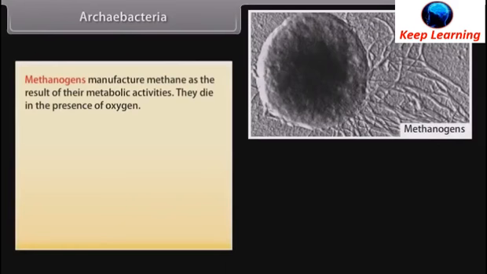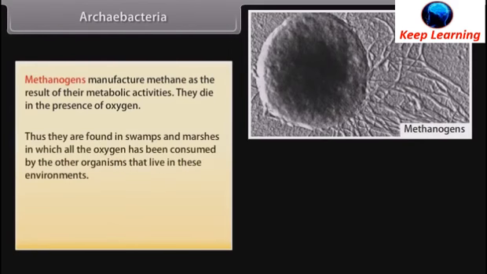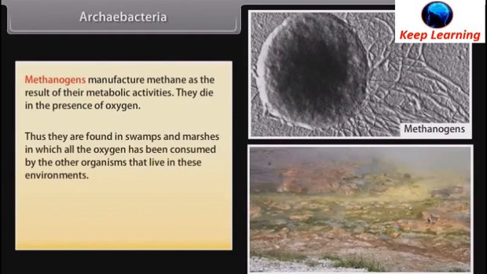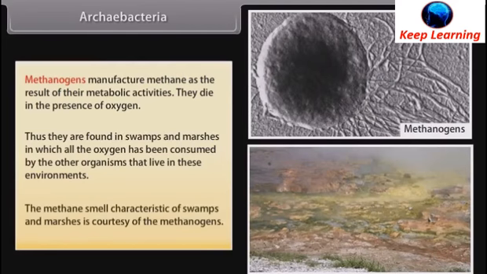Methanogens manufacture methane as the result of their metabolic activities. Methanogens die in the presence of oxygen. Thus, they are found in swamps and marshes in which all the oxygen has been consumed by the other organisms that live in these environments. The methane smell characteristic of swamps and marshes is courtesy of the methanogens.